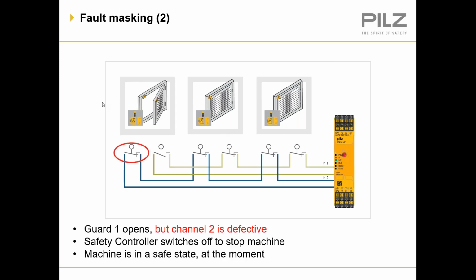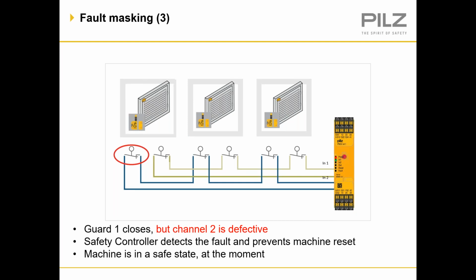For some reason, the operator needs to open guard 1, which you can see here. It may be due to a batch misalignment, let's say. And when guard 1 is opened, channel 1 opens, but channel 2 is defective and remains closed. The safety controller switches off to stop the machine, and the machine is in a safe state at the moment. But we have to point out that it's safe at the moment.